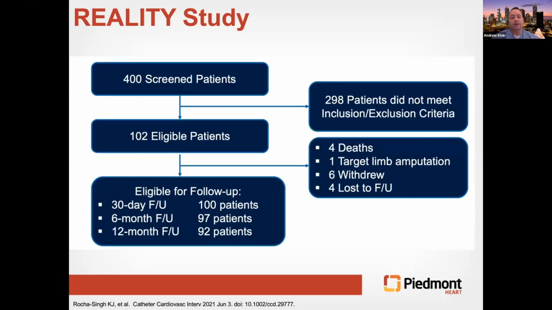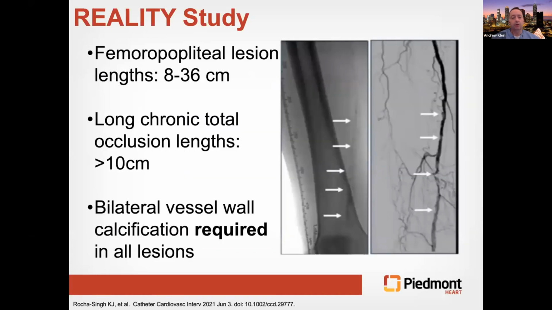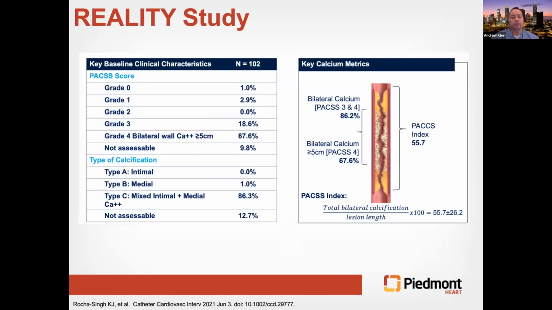This was 400 patients screened. Only 102 actually turned out to be eligible. There's your outcomes. So again, pretty small study all in all. Femoral popliteal lesions were 8 to 36 centimeters. Long chronic total occlusions greater than 100 were common. You had to have bilateral vessel wall calcification required in all lesions. And so, real severe calcific stenosis.